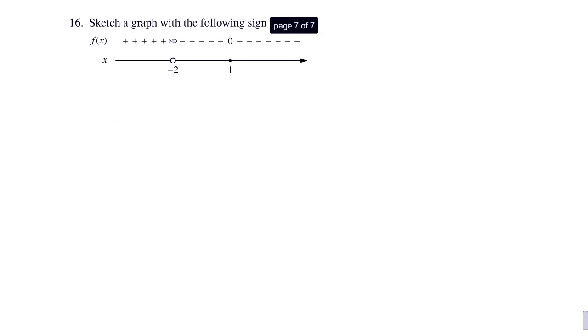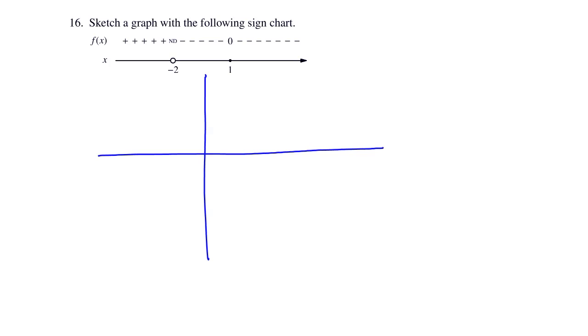And finally, number 16, sketch the graph with the following sign chart. So I'm going to graph it here, lining it up so the 0 for the y-axis would be somewhere in the middle between -2 and 1. We have a discontinuity at -2, and it's positive on the left and negative on the right. Now there are lots of answers. You could have gone with the vertical asymptote scenario. You can go with the open hole that meets at the origin or at the x-axis.